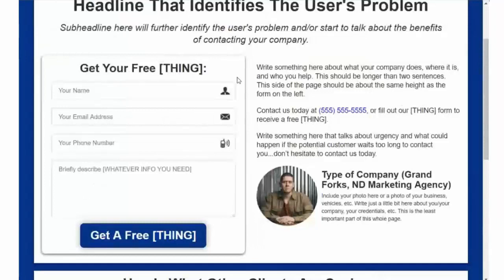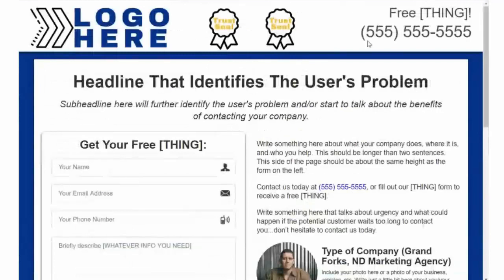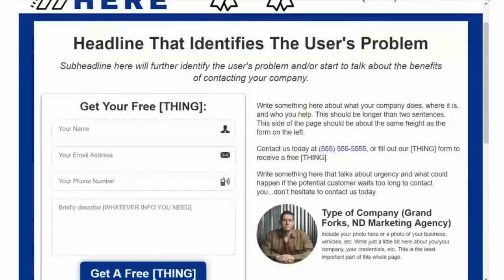So then below that on the left, we have the opt-in form, as simple as possible, but not too simple. We don't just want to collect name and email most of the time because those people are going to be really hard to follow up with for this type of page anyway. If we're trying to get people to contact us, we don't want to just try to start reaching out to them by email. We want to at least have their phone number also. And then if we can get a little bit of information from them about why they're contacting us, that's even better. When we reach out to them, then that is going to make the conversation a lot easier.